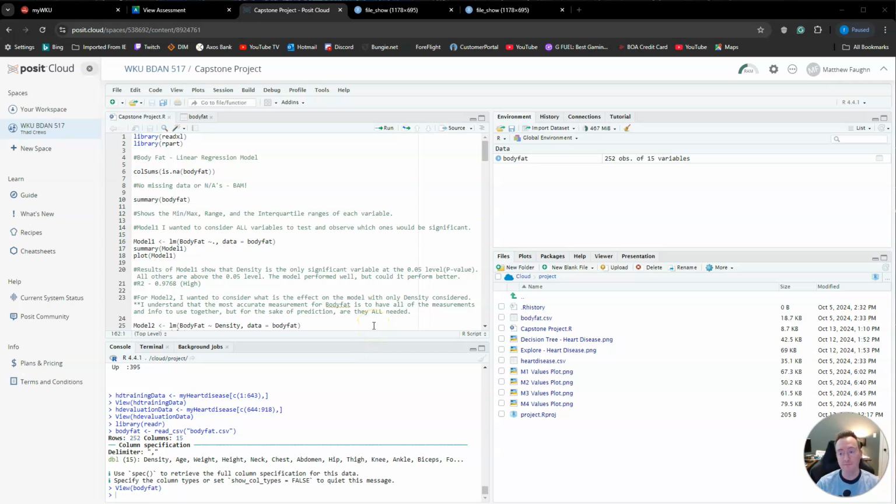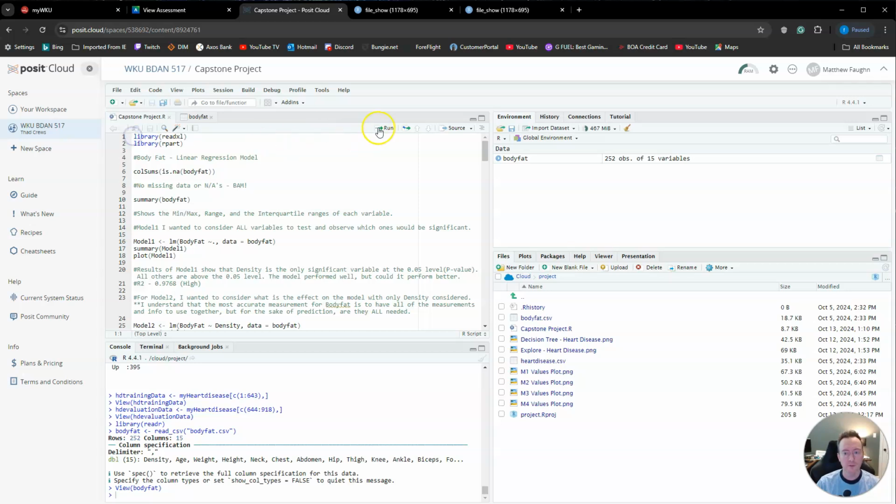I'm going to start with the body fat dataset, and I'll be exploring two models, the first being linear regression and the second being logistic regression. So I did go ahead and upload the body fat dataset in here, and it shows just the raw dataset of 252 observations with 15 total variables.